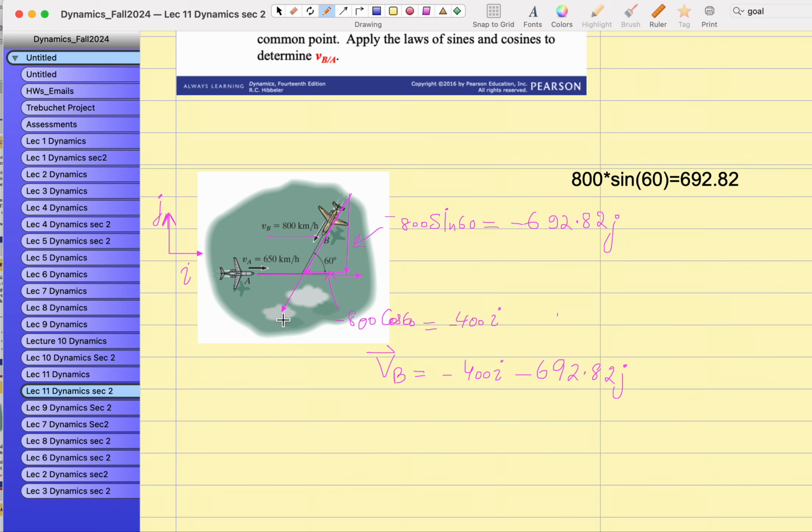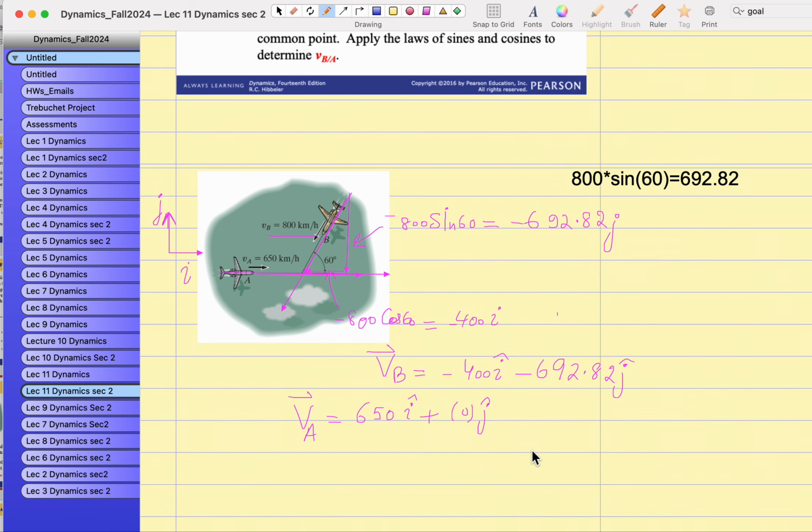How about the next vector? If you take a look, this plane is flying horizontal to the x-axis, the i unit vector. So I would say VA is just the one component, parallel to i. Can I write it down like this? Agreed? This is the only component. There is zero component for the j unit vector because this is parallel to the x-axis.